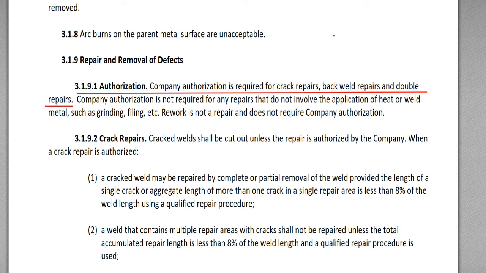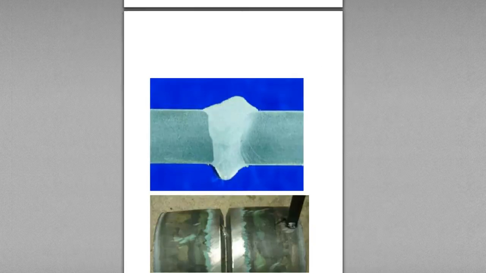Authorization. Company authorization is required for crack repairs, backward repairs, and double repairs. A double repair is a repair done twice, and for the backward repair, I'm going to show you a picture.